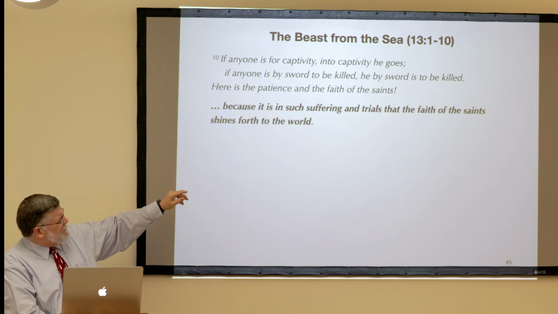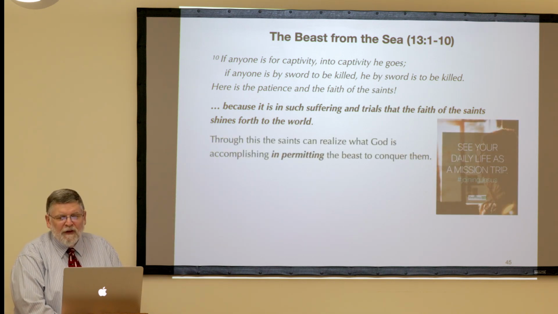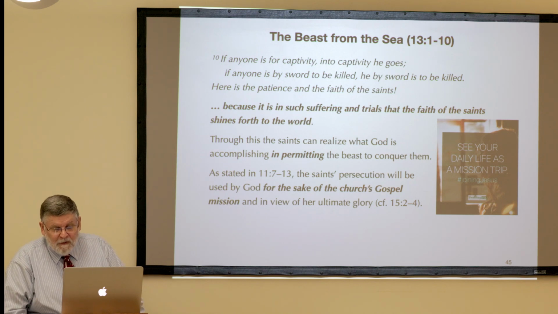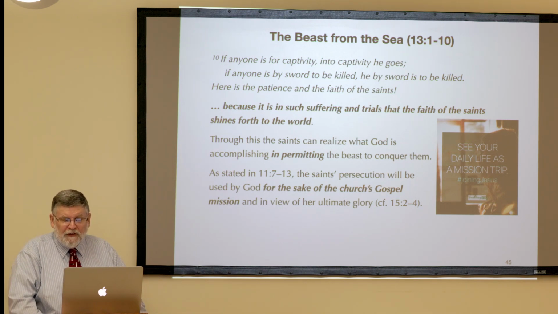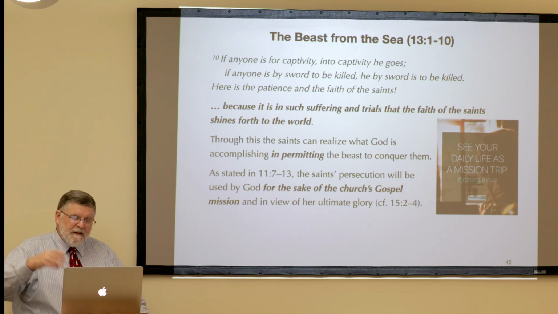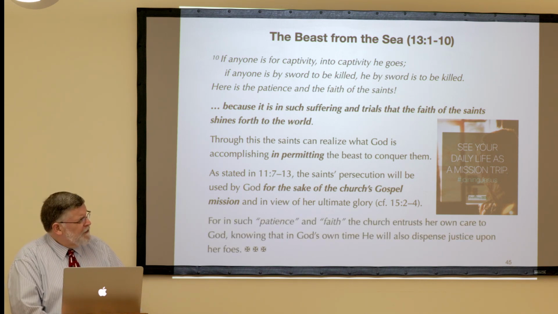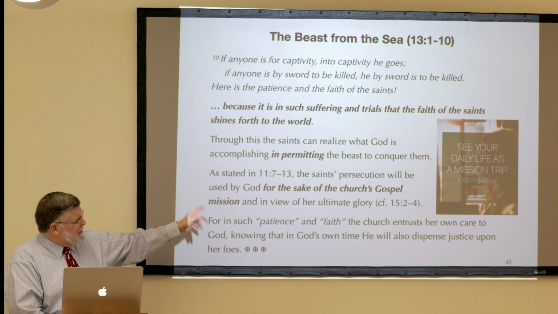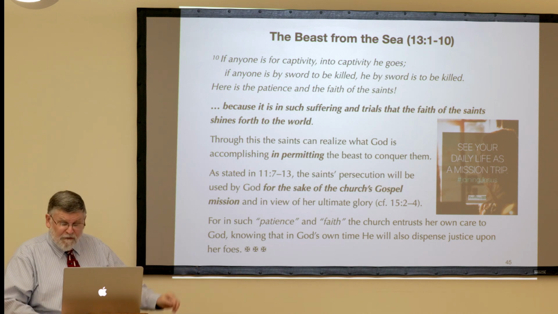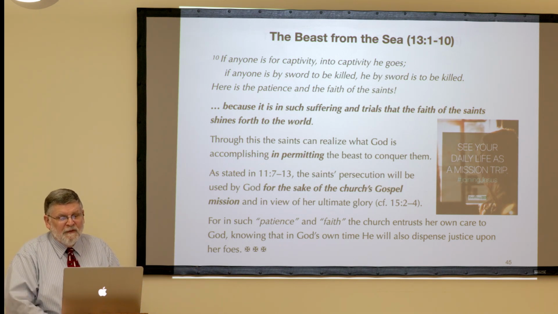Because it is by such suffering and trials that the faith of the saints shines forth in the world. Your faith can shine forth in the world. A little picture there is from Dwelling 114, Joining Jesus, and the emphasis to see your daily life as a mission trip. That's what you can do during this time between when Jesus ascended and when he comes back again, for the sake of mission. This is your opportunity to tell people about Jesus. So the beast comes to seek to destroy, and God allows that so that our faith can shine forth in this time.